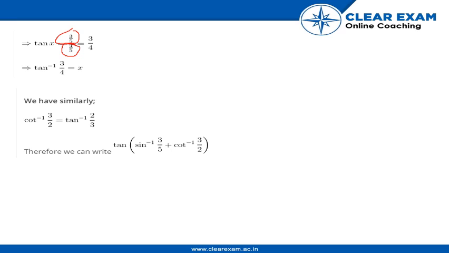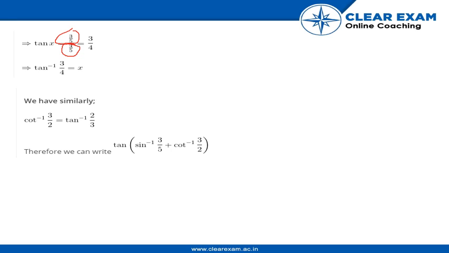Similarly, we have a second term, that is cot inverse of 3 by 2. We can write cot inverse of 3 by 2 as tan inverse of 2 by 3, just the reciprocal. I mean, tan x is equal to 1 upon cot x. Similarly, cot x is equal to 1 upon tan x. Similarly, tan inverse x is equal to cot inverse 1 upon x.